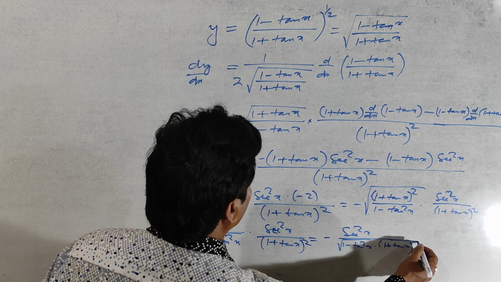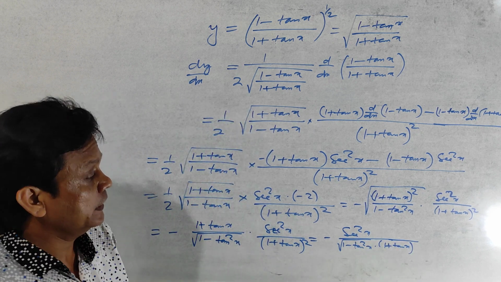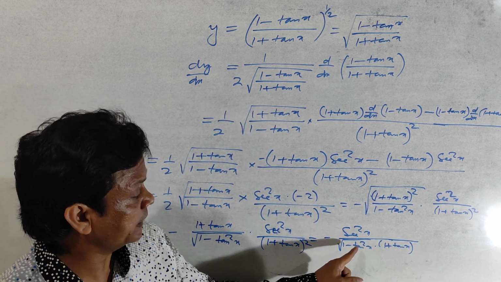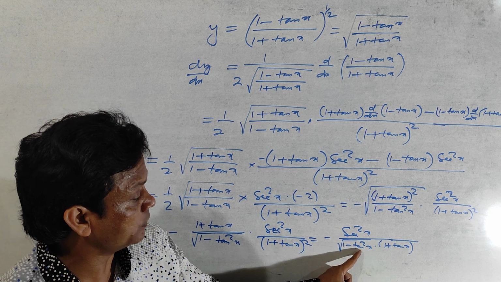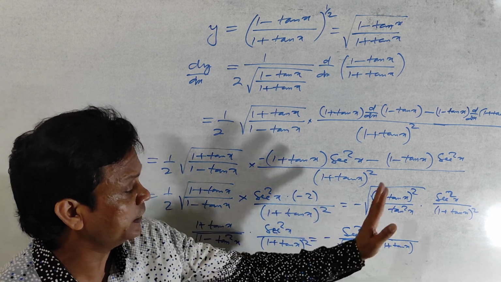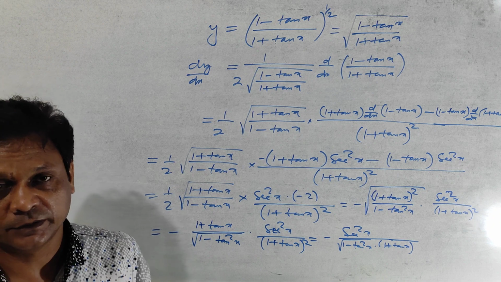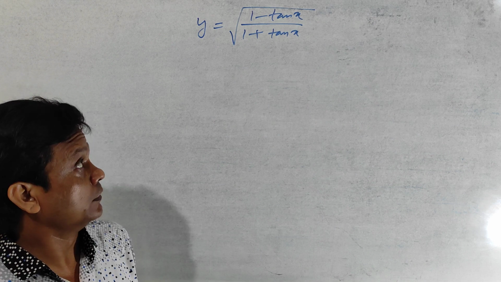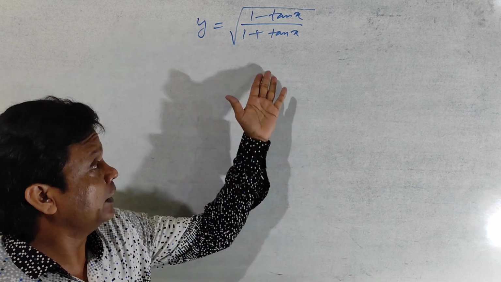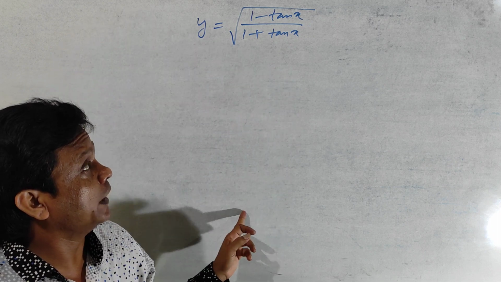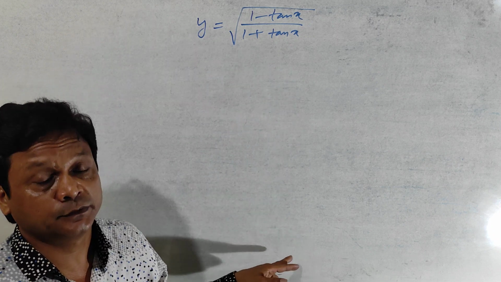Then simply convert it to sine and cos form. Write it as 1 by cos square x, and this is sin square x by cos square x, it is sin by cos. Then simplify, you will get the simplest form. Clear? See here, same question I have done, but I have split it in terms of sin and cos finally.